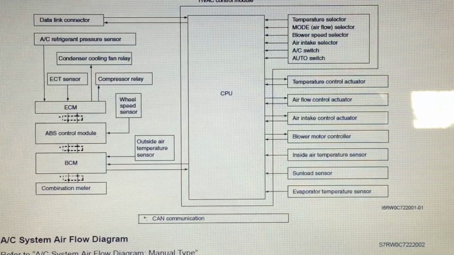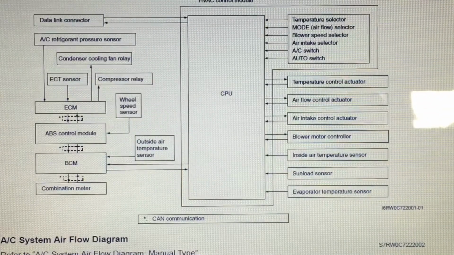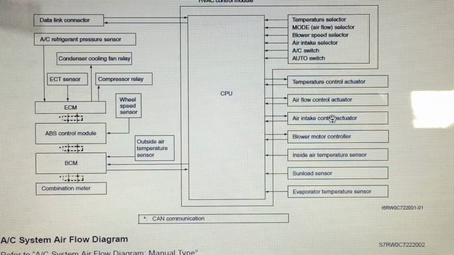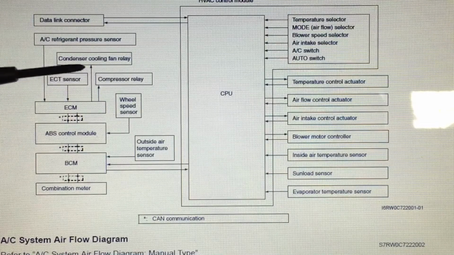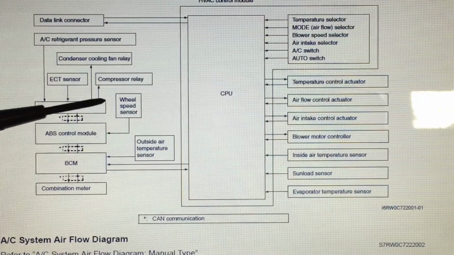So here's a block diagram of the automatic air conditioning climate control system on the SX4. Sorry about the strobing there, boys. There's not a great deal I can do about that. You can see the system obviously has a control unit, plenty of inputs and outputs with respect to sensors and actuators, and one input in particular that I was kind of puzzled about: wheel speed.